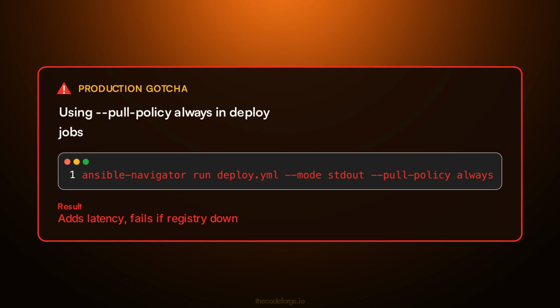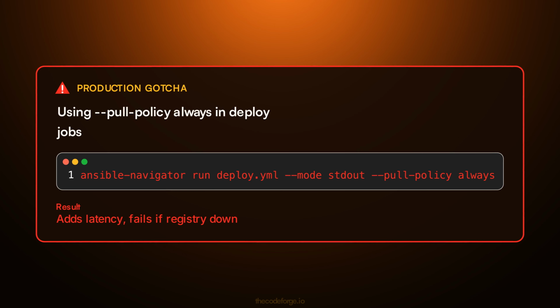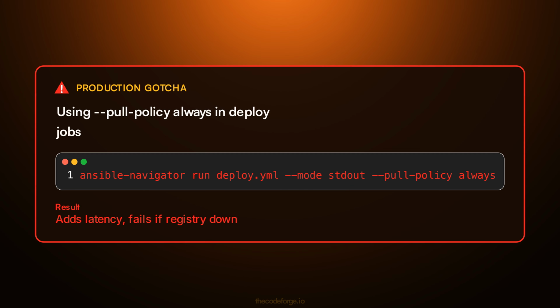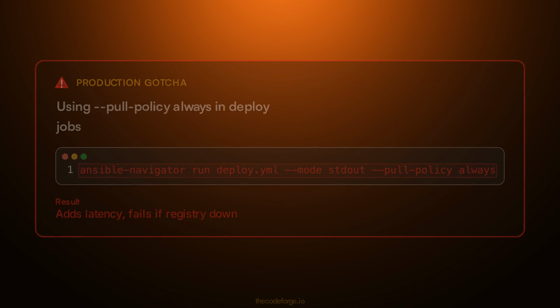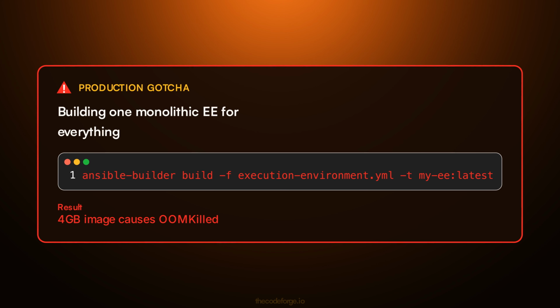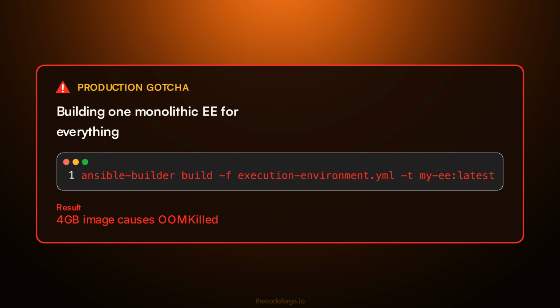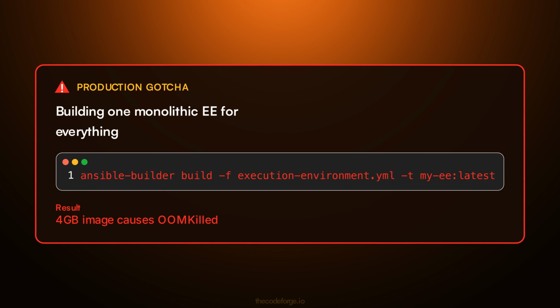Don't use pull policy always in deploy jobs. It adds latency and can fail if the registry is down. Use pull policy missing or never after the image is verified in the test stage. This is the mistake from our incident, building a single EE with every collection. It resulted in a 4 GB image that hit memory limits. Create focused EEs per team or workflow. Keep images small and build times fast.